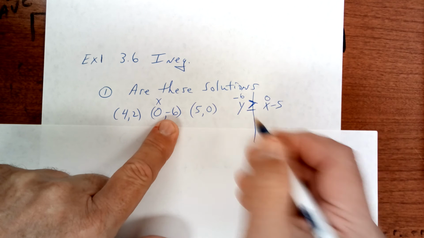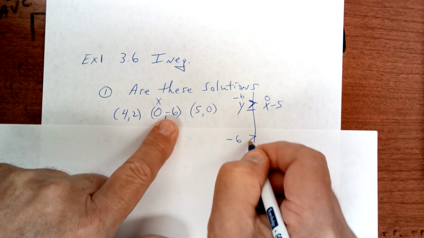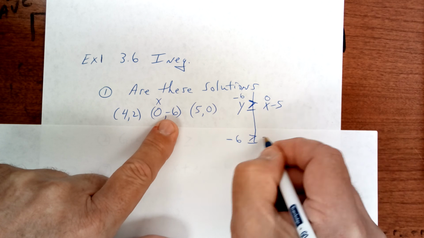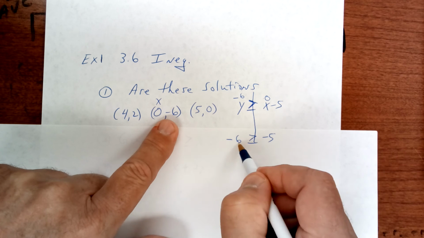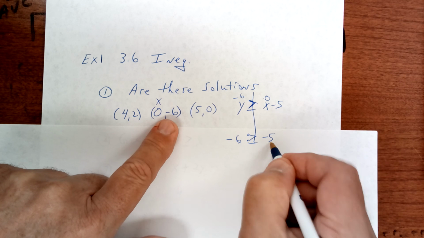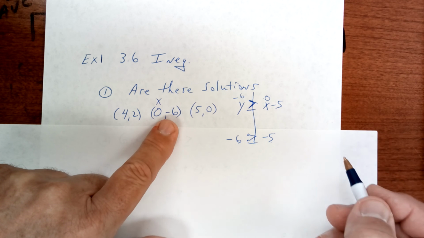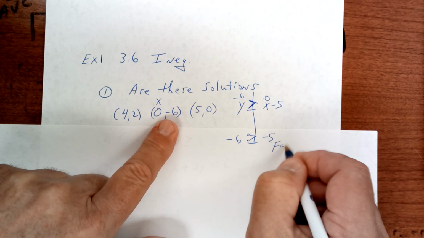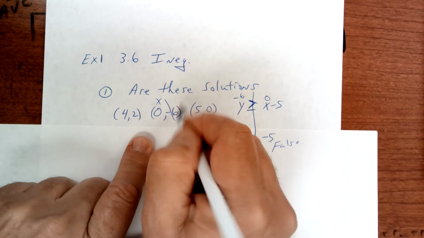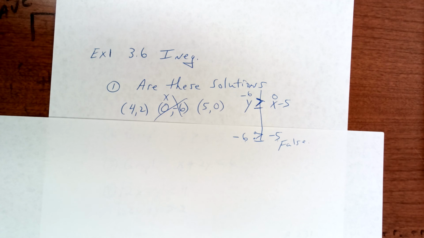So I'm going to get negative 6 is greater than or equal to 0 minus 5, which is a negative 5. Is negative 6 bigger than negative 5? The answer is no, because it's a bigger negative. That makes it smaller. So this is false. So it's not a solution. This one doesn't work. And that's how you do that. You plug them in and you see if it works.